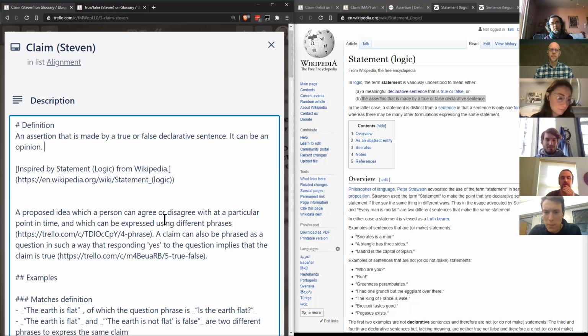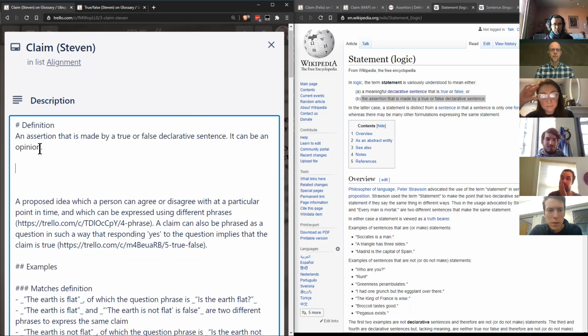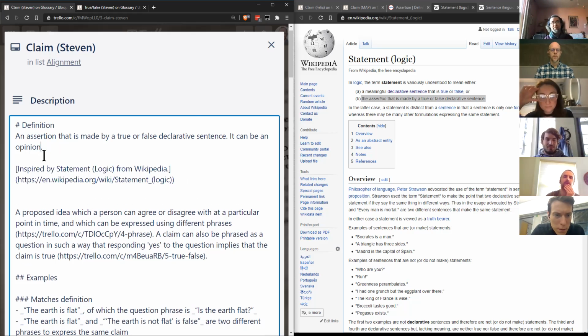Assertion that is made by a true or false declarative sentence. Yeah, it could say it can be an opinion and should not be considered a definition. Should not be distinct from definition. Okay, and is distinct from definition. And then we can define definition. I'm happy with that. Cool.